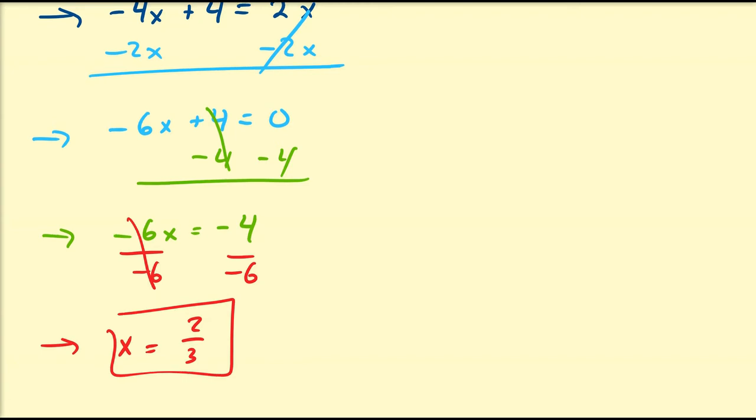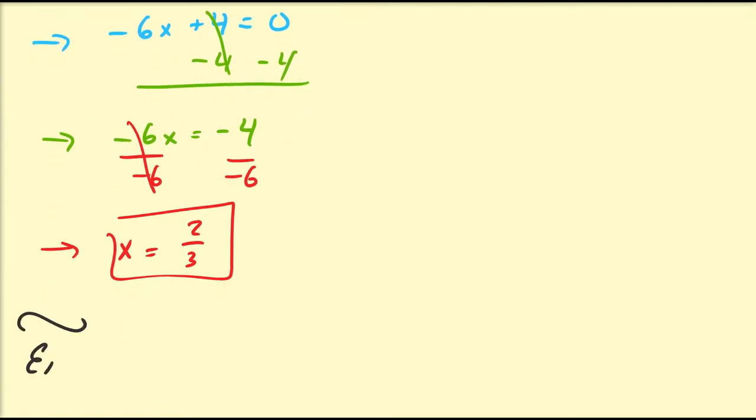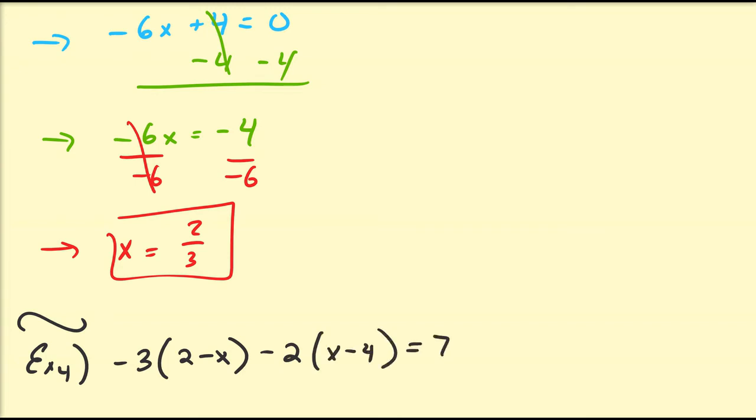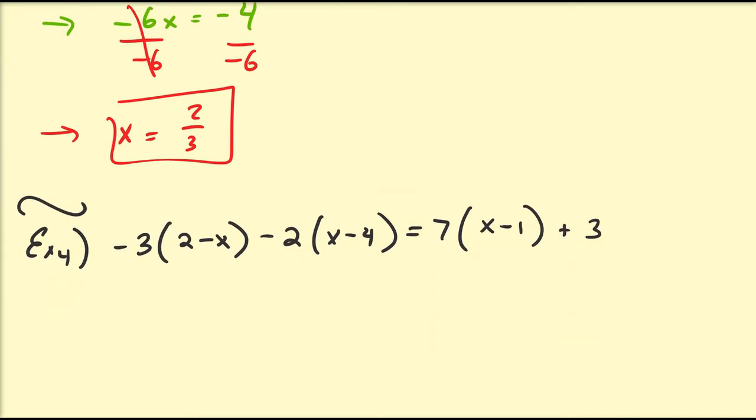Now let's make the equations a little bit more complex on both sides of the equation. So example 4. Suppose we have negative 3 multiplied by the quantity 2 minus x, minus 2 times the quantity x minus 4, is equal to 7 times the quantity x minus 1, plus 3. So I'm going to begin by distributing across the parentheses.